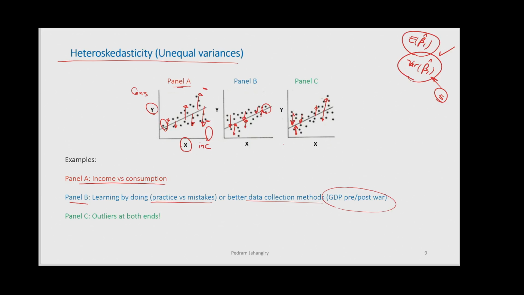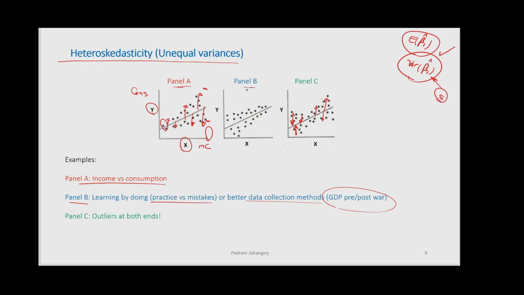Let's say X is time, this is GDP, and this is a World War period. Before the World War, the data collection was not accurate, so it was super widespread. And then after the World War, they changed the collection method, so it's more accurate. So sometimes it's a data issue. It's not necessarily a relationship between variables, right?